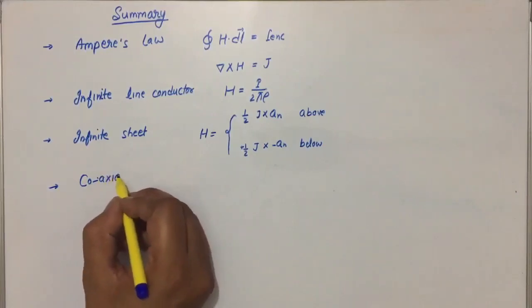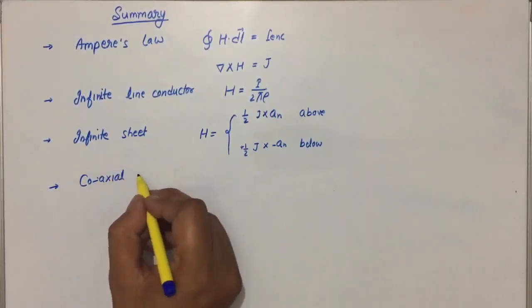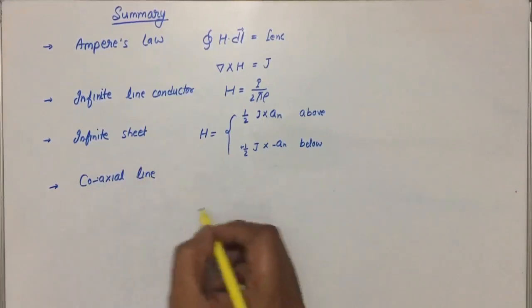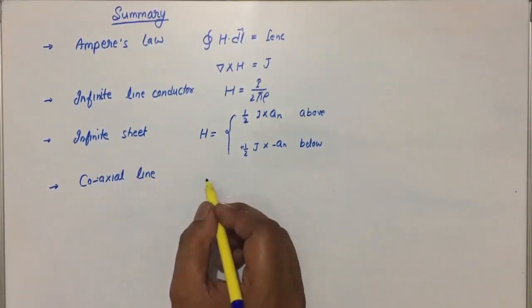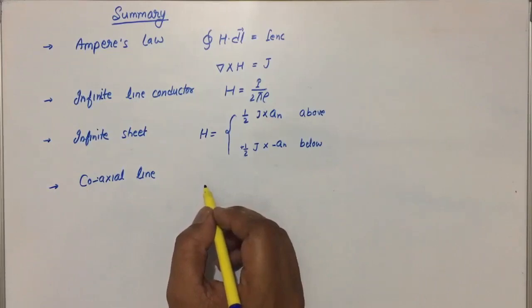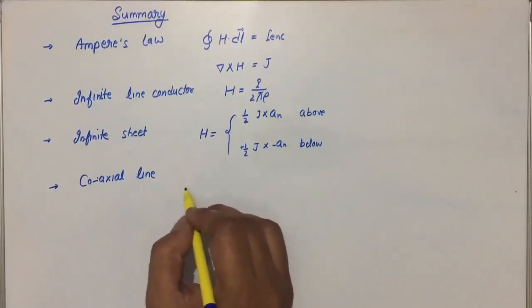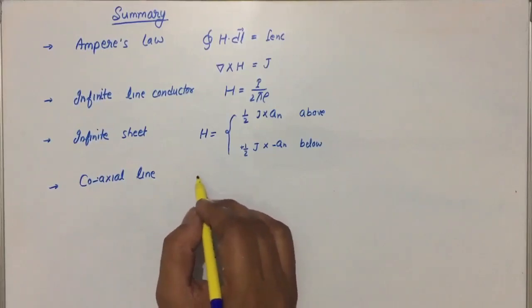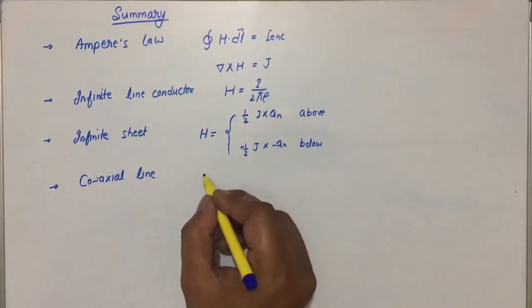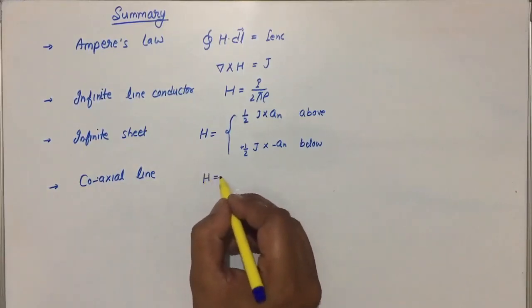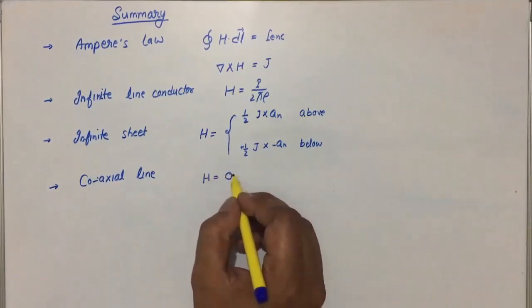And the next we discussed was the coaxial case. There were two conductors and the coaxial transmission line was there. In that case we tried to find the magnetic field intensity at different regions in the surrounding of the cable, and we obtained that the field outside was equal to 0.